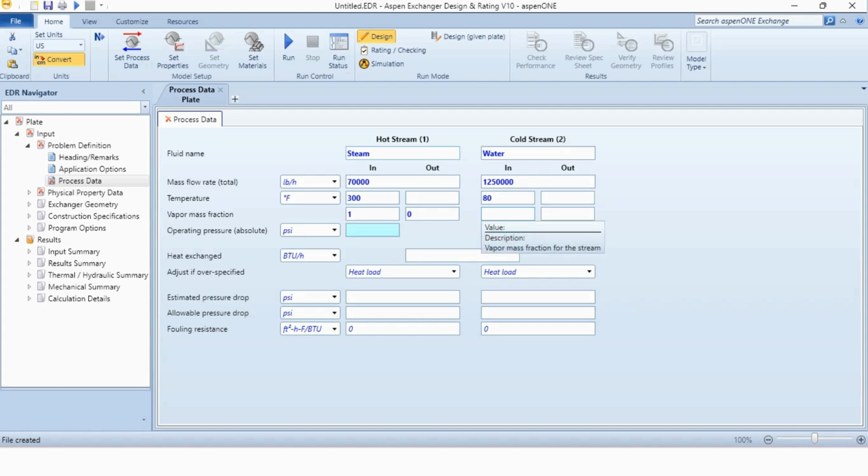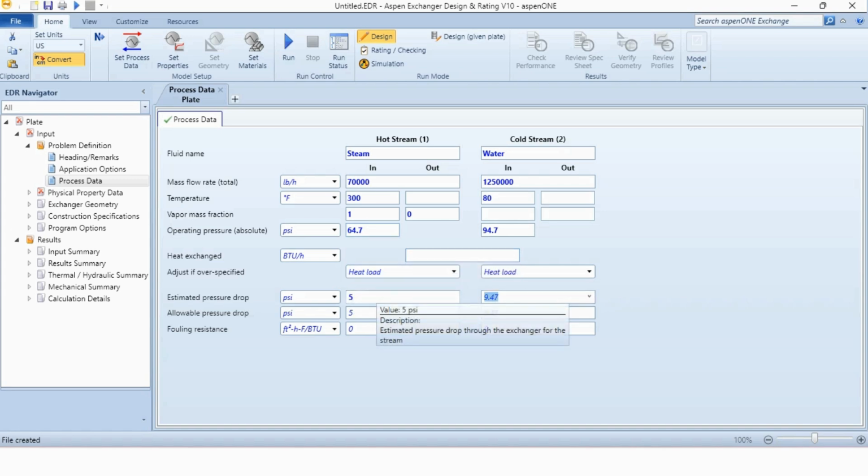For operating pressure, we are given the information that the operating pressure is 64.7 psi for the hot stream, while for the cold stream it is 94.7. The estimated pressure drop is 5 psi for the hot stream. For the cold stream it is also 5 psi. The allowable pressure drop is also 5 psi for both streams. The fouling resistance is 0.0005 square feet hour degree Fahrenheit per BTU for the hot stream, while that of the cold stream is also the same. So this is the information about the process data.